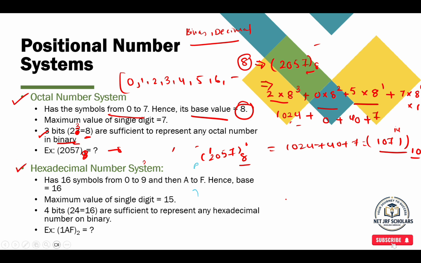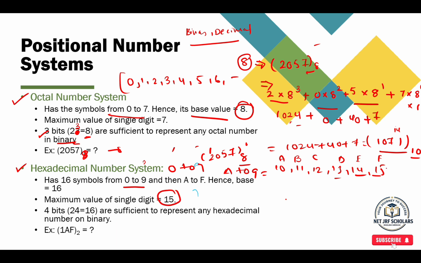Okay. Next we have hexadecimal. That is, we have the symbols from 0 to 9 and A to F. These A to F are nothing but 10 to 15. Okay. A represents 10, B represents 11, C represents 12, D represents 13, E represents 14, F represents 15. So the maximum value of a single digit is 15, as you can see, that is nothing but F.